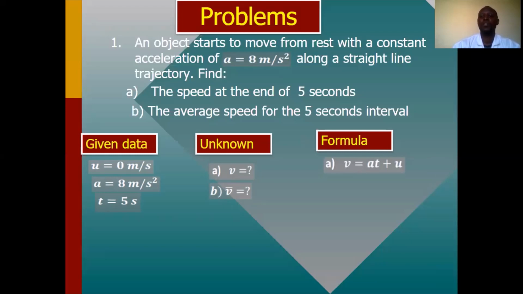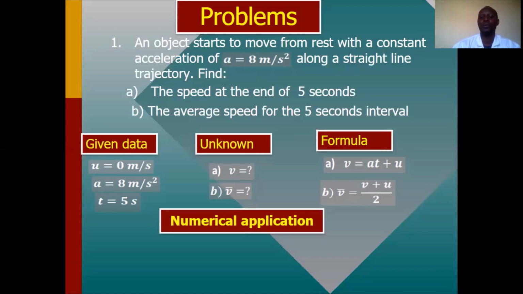For the speed, we are going to use the first equation of motion: v is equal to the acceleration times t plus the initial speed. And the average speed is equivalent to the final speed plus the initial speed, divided by 2.